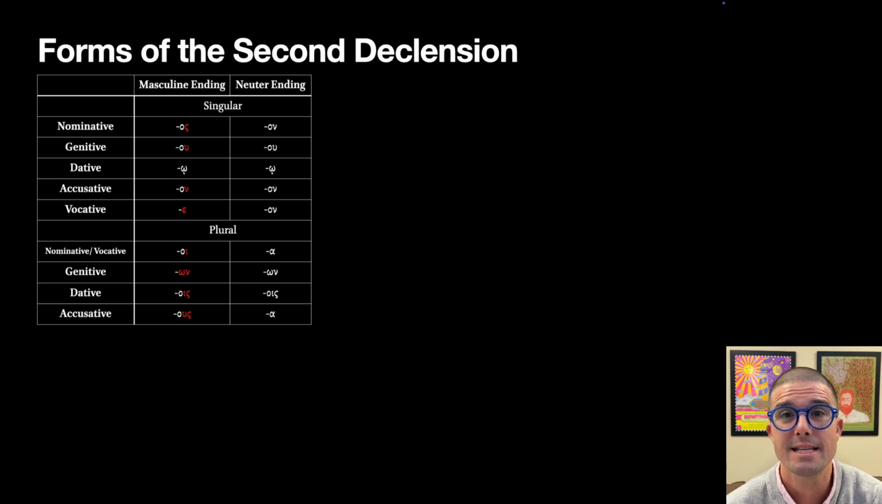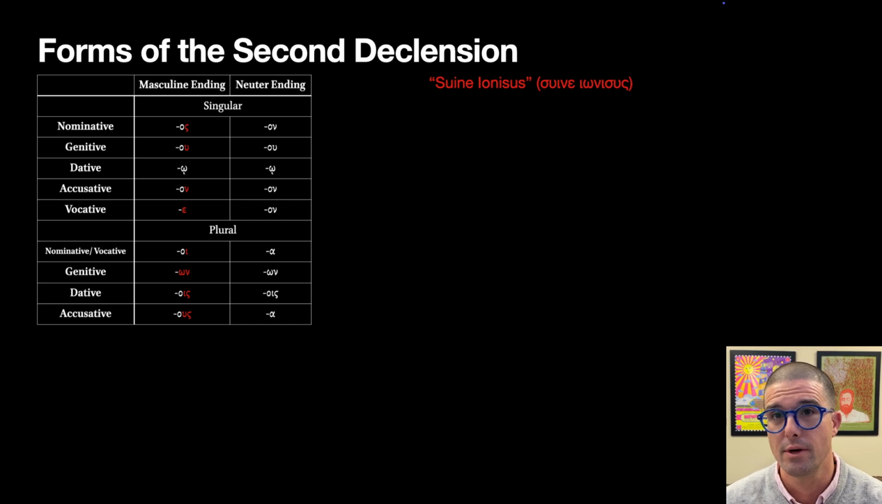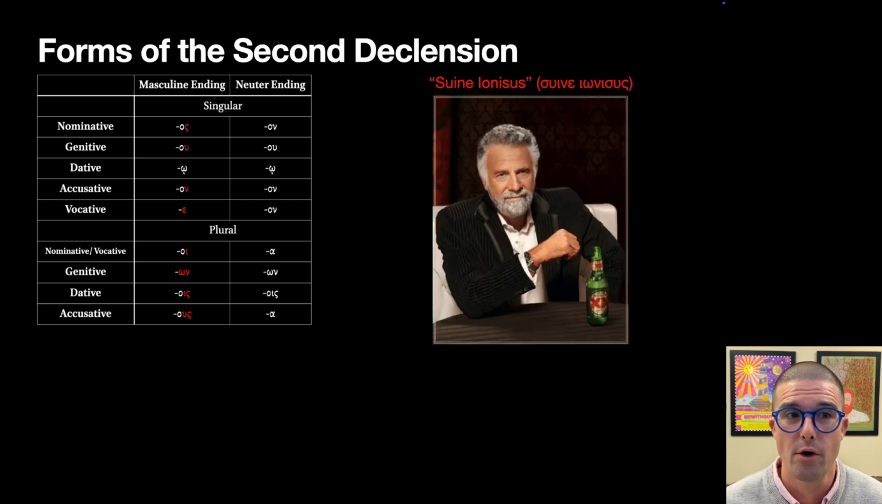memorize these endings, and I've sort of taken away some of the more complicated stuff here, the endings as they appear on Greek nouns, to boil it down to what we are looking at when we are looking at these second declension endings. And I want to introduce you to my very good friend who is going to help you memorize the endings of the second declension. His name is Swain Ionessus.